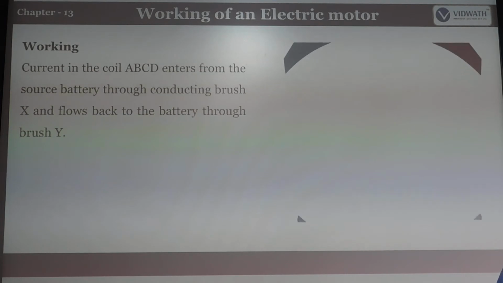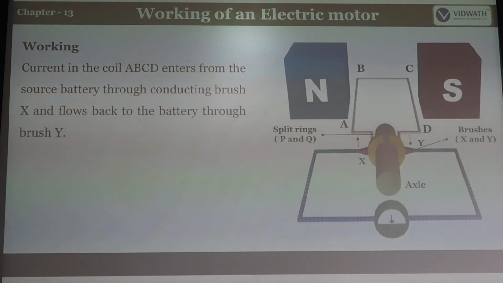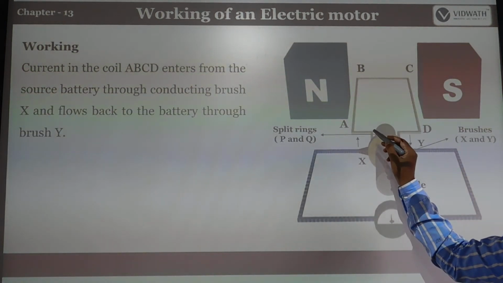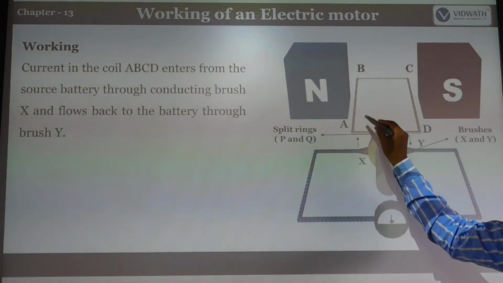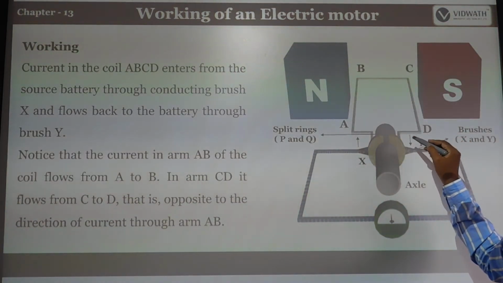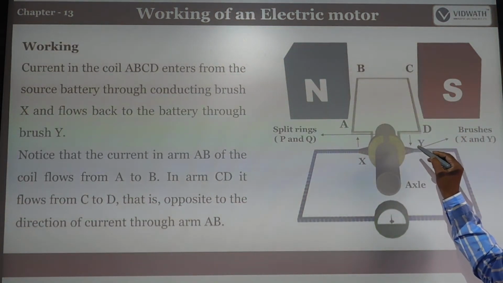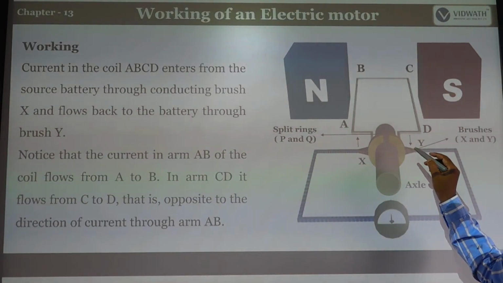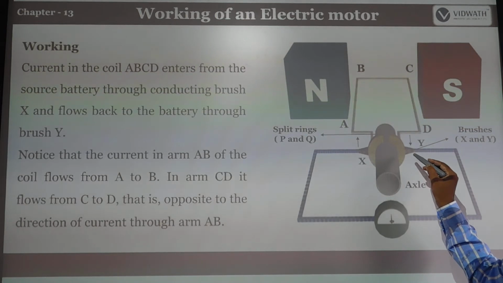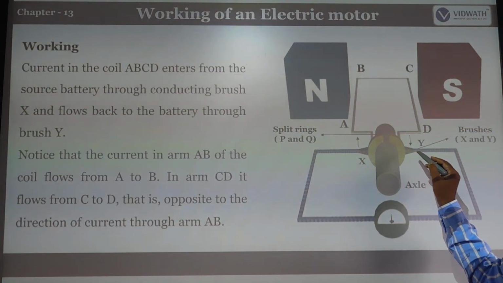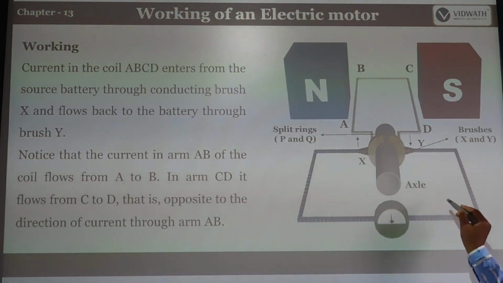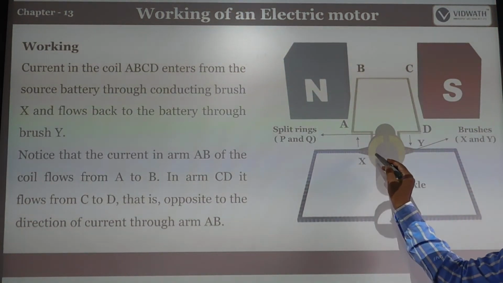How does it work? When current is passed in the coil ABCD, the current enters from A to B, B to C, C to D. It is connected with a source, the battery, through the conducting brushes. X and Y are the brushes, and the current flows back to the battery through brush Y, then along Y it passes to X.